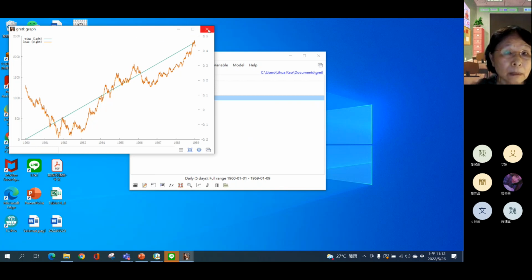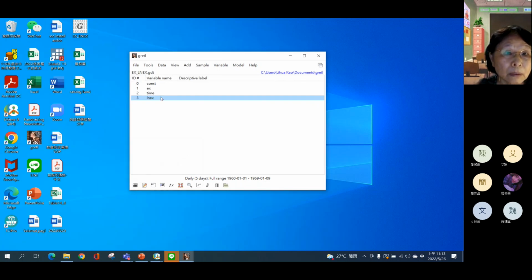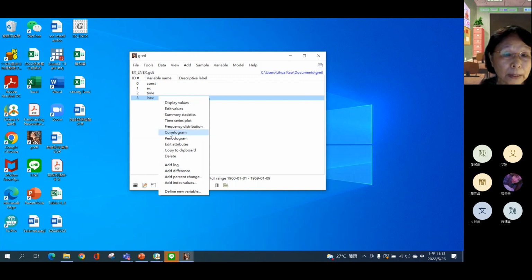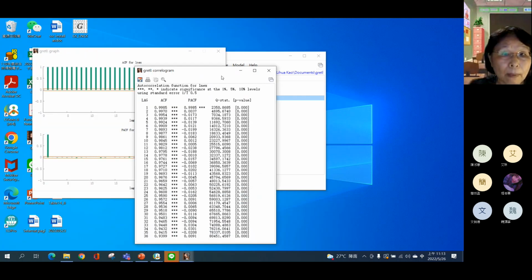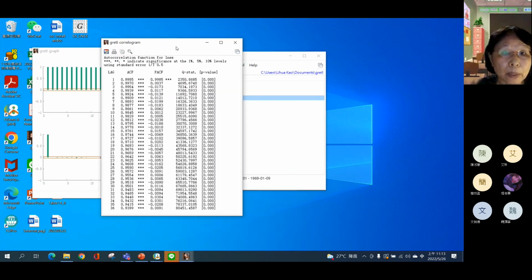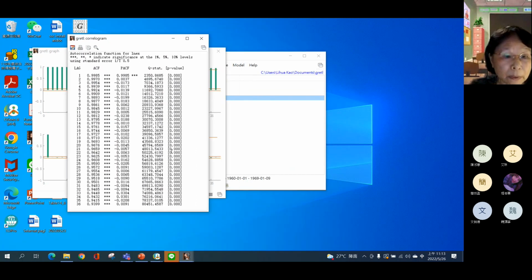Then all right, I can also see the correlogram. Here I have the function of correlogram. And how many lags? I'm using 36. Then I hit OK. I think this is the correlogram which we just saw from EViews. I don't have that in EViews again, but this one is gretl.